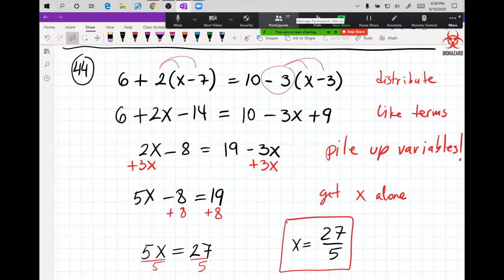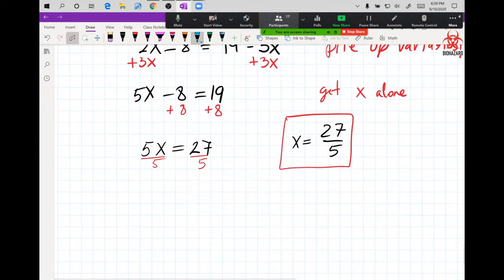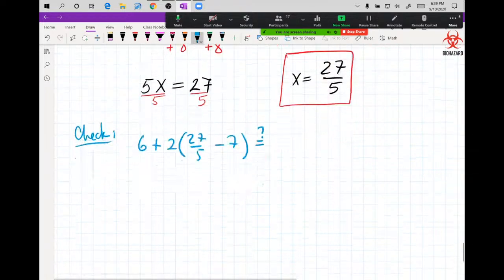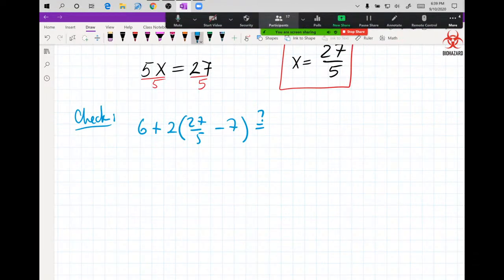and let's do that. 6 plus 2 times 27 over 5 minus 7 should be equal to 10 minus 3, open parenthesis, 27 over 5 minus 3. Do tell.